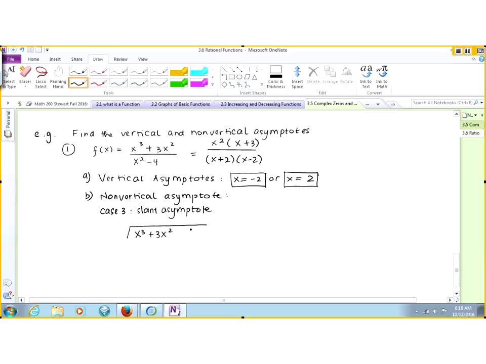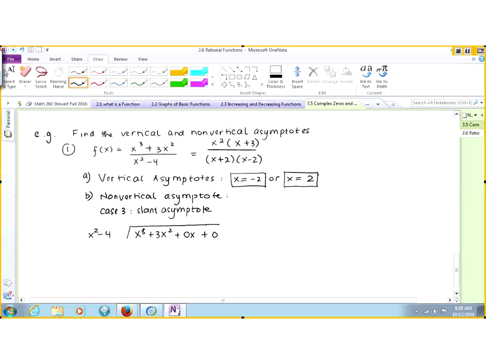So what do I write here? X cubed plus 3x squared plus 0x plus 0. Yeah, because I'm missing the x and the constant. Divided by x squared minus 4. So on the right side, you have to align. That's why you have to put the zeros. What about here? Not really, because you're not trying to align anything here, right? So it's just going to be here. All right.